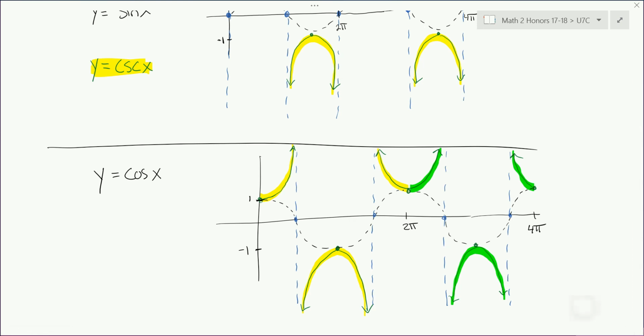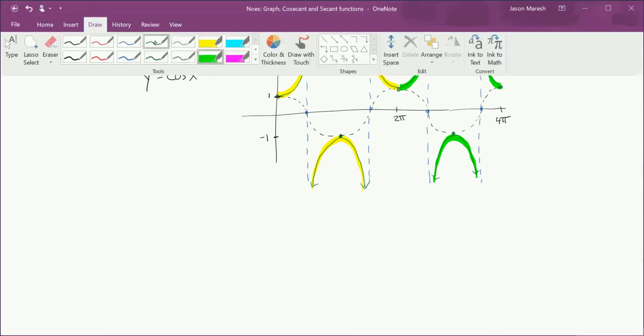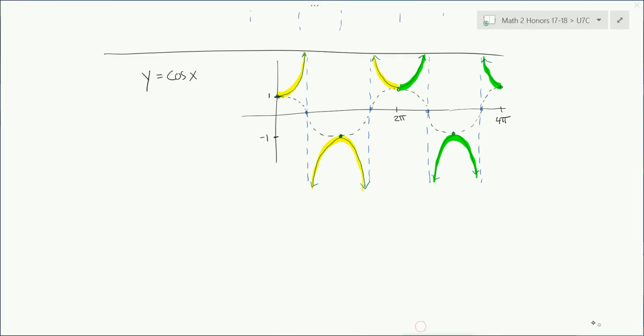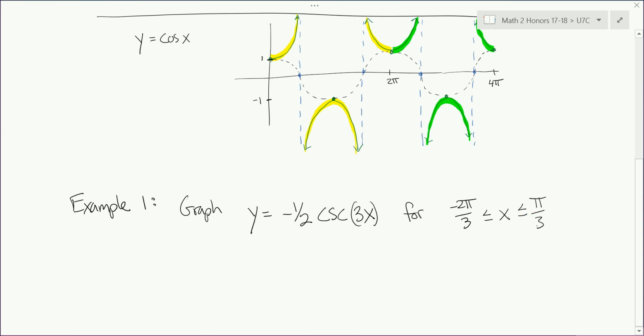All right, so let's look at some examples now of these graphs. Okay, so example 1. We're going to graph y equals -1/2 cosecant of 3x for x between -2 pi over 3 and pi over 3.